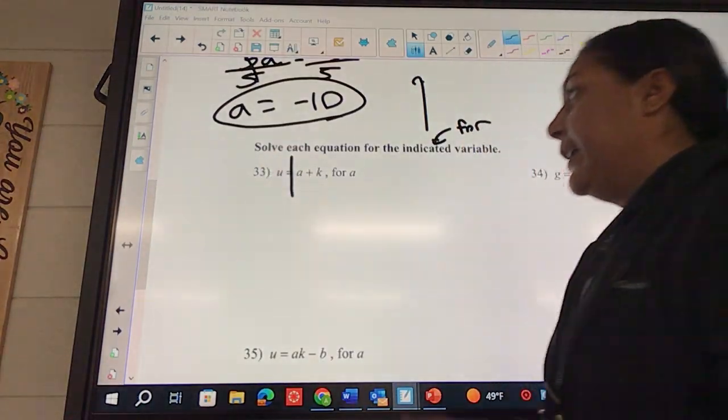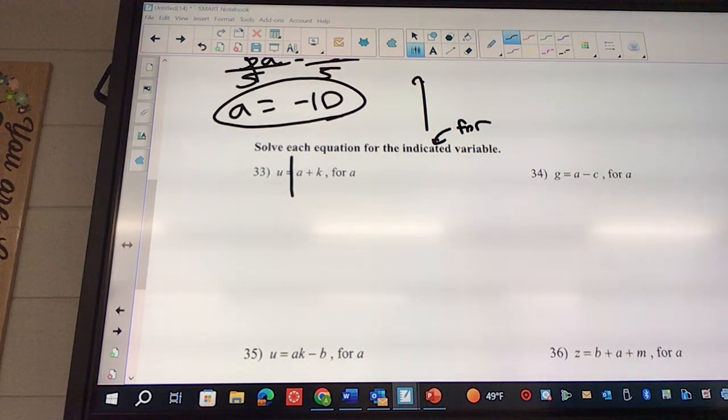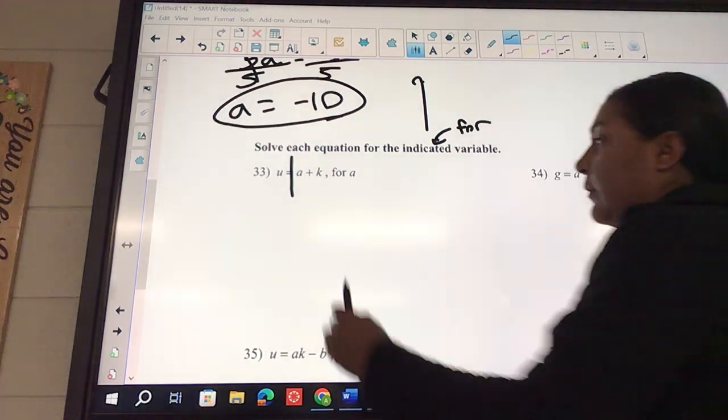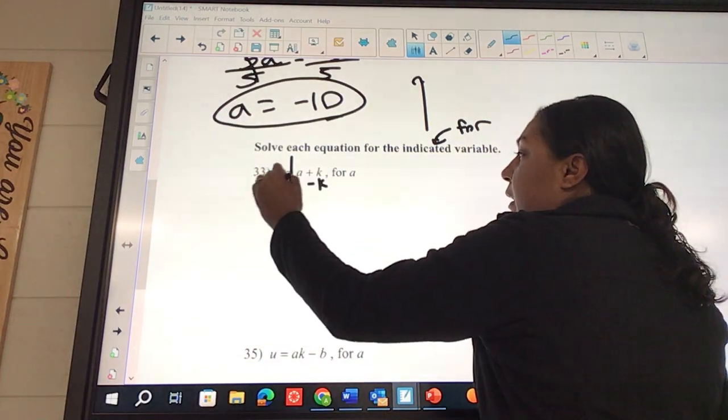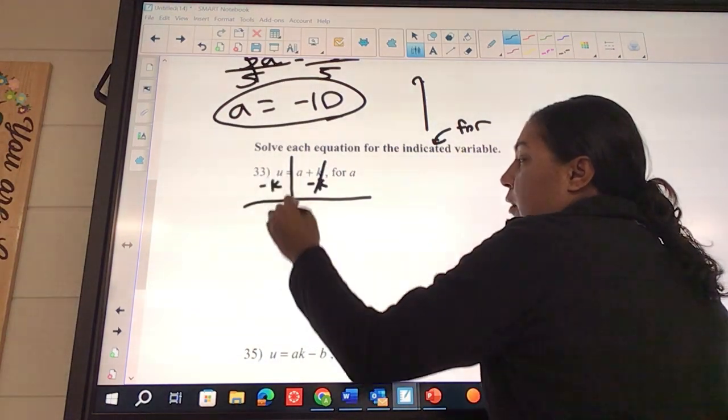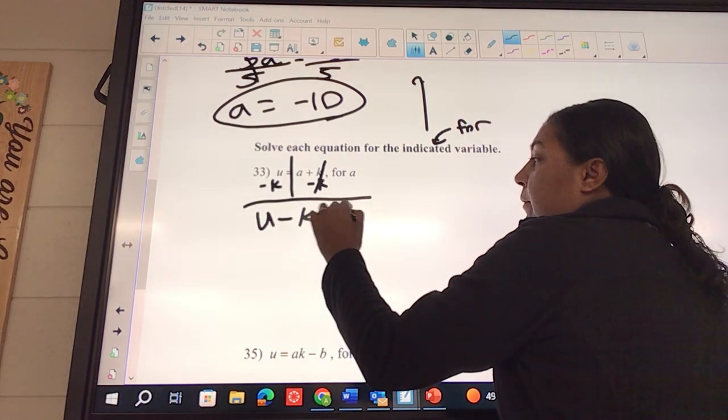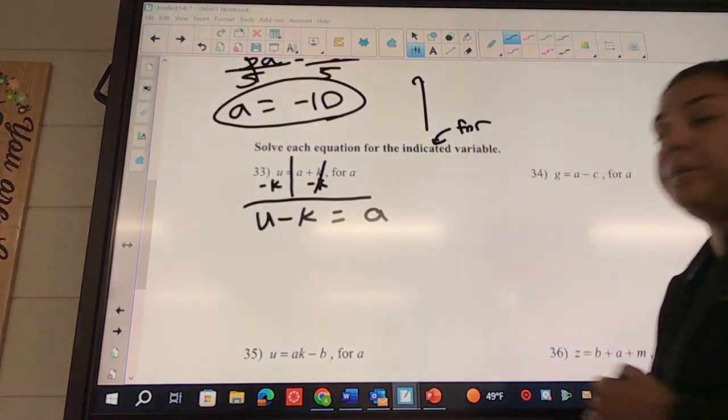So what is on A's side that needs to be moved? The K. How do I move a plus K? Minus K. So we're going to say minus K, minus K. Okay, so over here I got U minus K equals A.